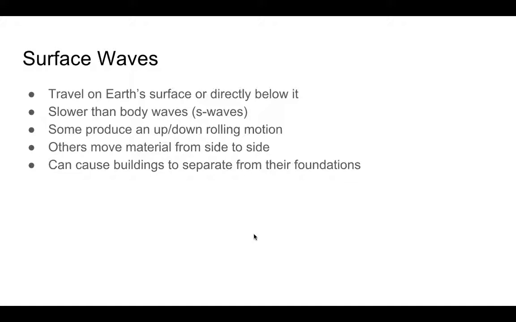Okay, surface waves. They travel either on the Earth's surface or just directly below it. They are the slowest waves, slower than both P waves and S waves. Some can produce a rolling motion, causing the damage that you've seen. Like I showed in a video on our first day of earthquakes where you saw the road all torn up. That would have been caused by a surface wave. The rolling up and down motion caused the road to disintegrate, basically.